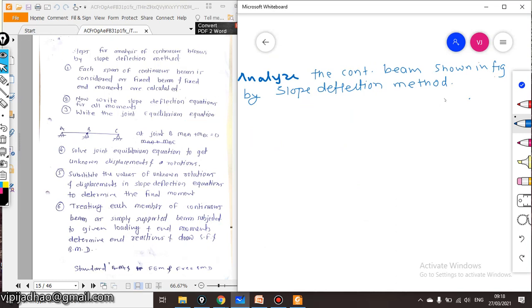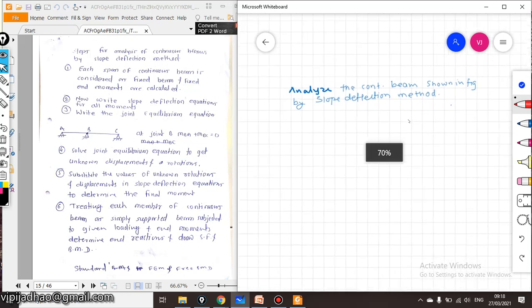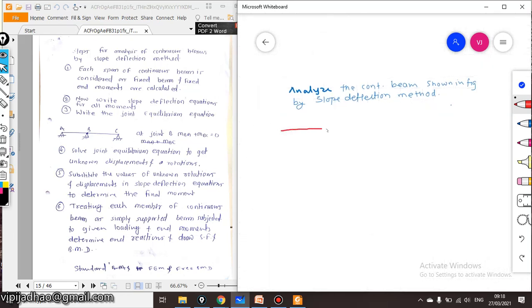So this is the problem: analyze the continuous beam shown in the figure by slope deflection method. The problem is like this: we have a continuous beam ABC as shown in this particular figure. We have supports A and C as fixed supports, whereas B is a continuous support. We have the value of I here, and here we will have twice I. The section is having 2I.